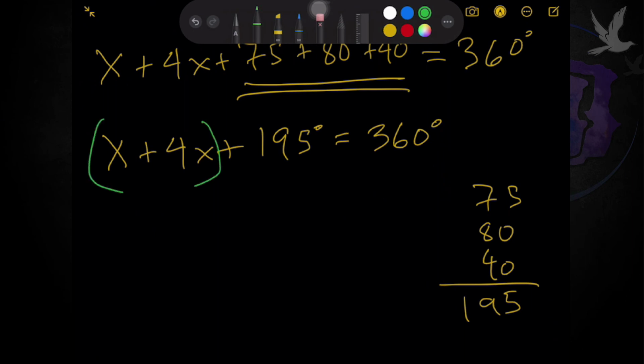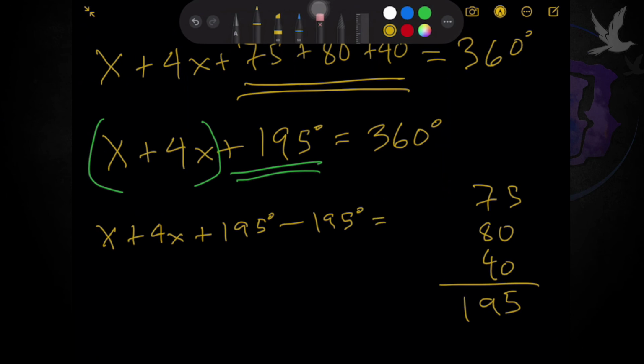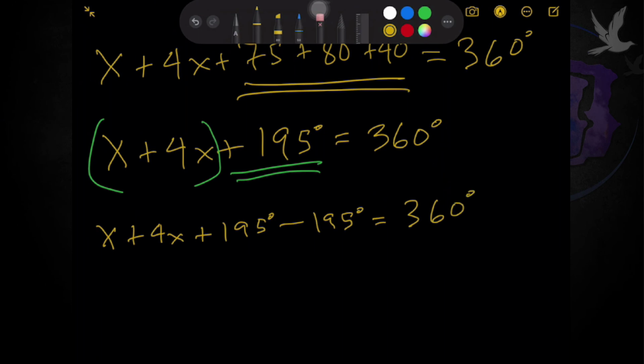So, you want to remove this positive 195. So, rewriting this, all you need to do is x plus 4x plus 195 degrees minus 195 degrees. Okay, para matanggal natin siya. And the golden rule nga, what you do in one side of the equation, you should also do it on the other side of the equation. So, ibig sabihin, this 360 degrees will also be equivalent to minus 195 degrees.